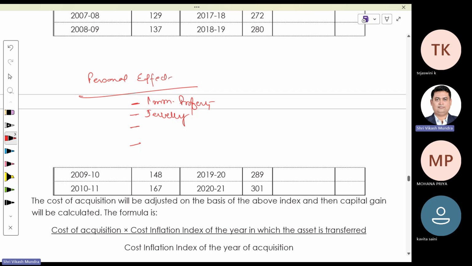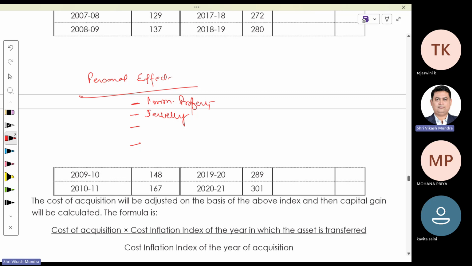That means these assets, that is immovable property, jewelry, archaeological collection, sculptures, paintings, work of art shall be treated as capital assets. In any circumstances, we cannot say that these assets are my personal effect assets. Hence, on transfer of these assets, I'm not supposed to pay any capital gain tax? No, these types of assets shall be treated as capital assets in any circumstances.